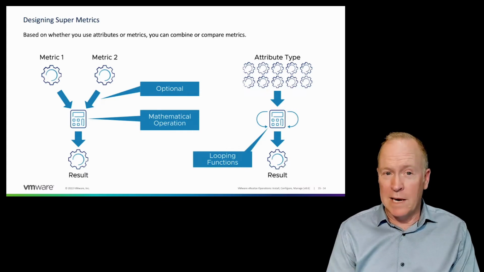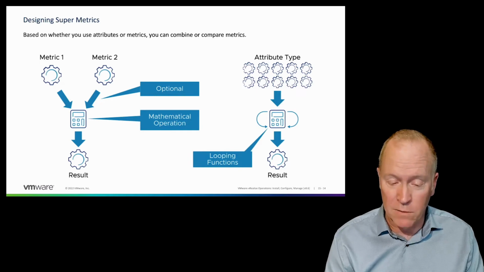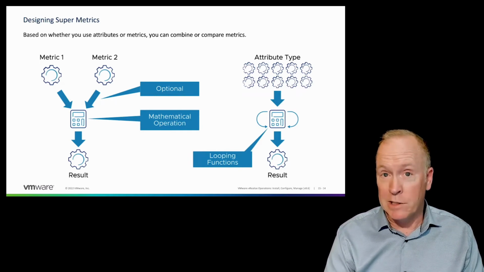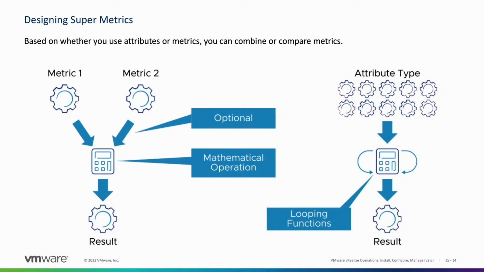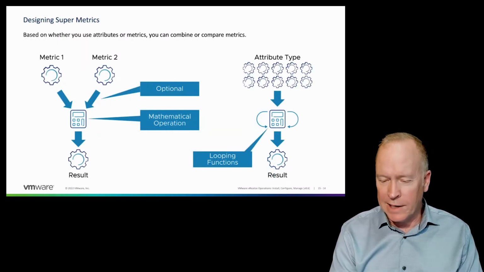If you're working with a single object, what you will find you'll be doing in your formula is using simpler mathematical operations to indicate what you want to happen. For instance, maybe you want to add these two supermetrics together, or subtract one from the other, or multiply or divide. Again, it's your supermetric, it's your formula, you get to decide. So when working with a singular object, we're going to use simple mathematical operations like those.